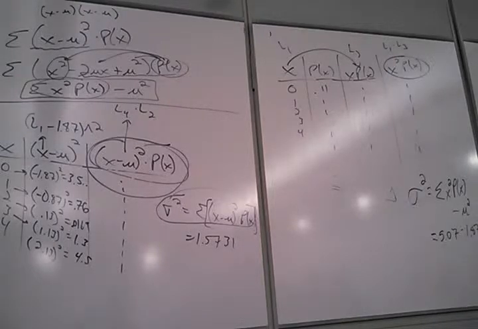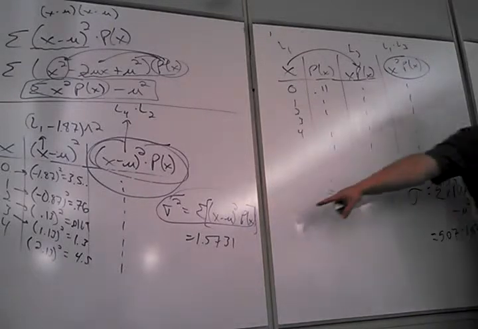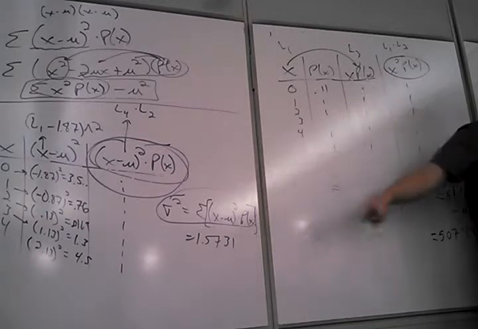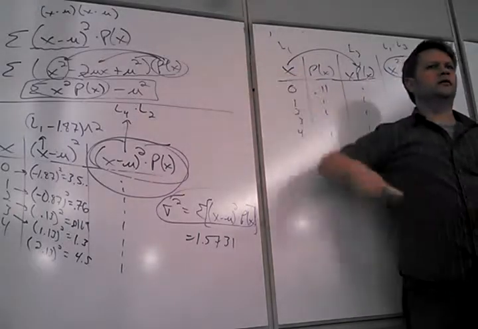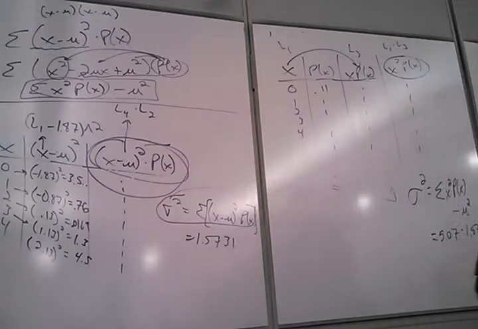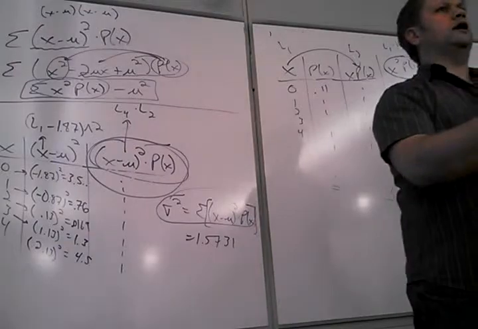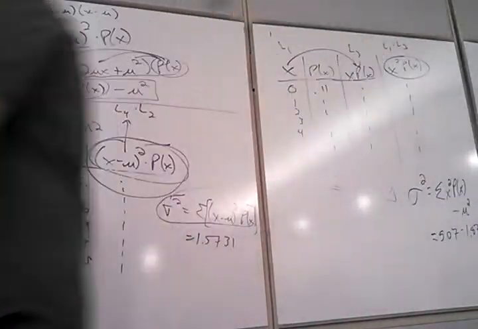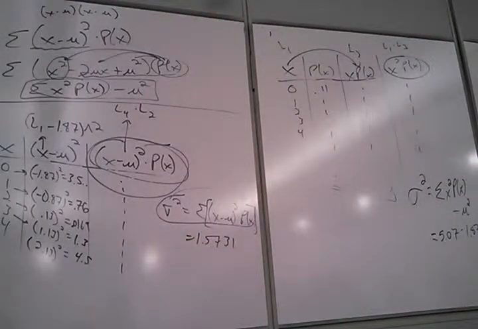X squared p of x. Now what's wrong if I just square L3? Is that good? No, because then I'll get x squared p squared, which is not right. I need just x squared times p. So how many more x's do I need? One more x, don't I? So if I multiply L1 times L3, I'll get x squared p of x.